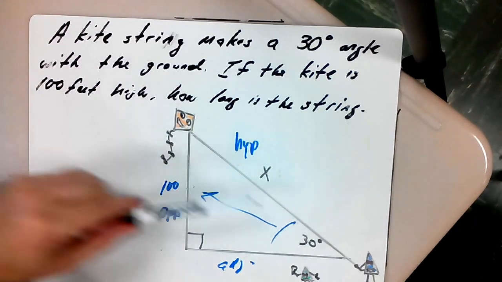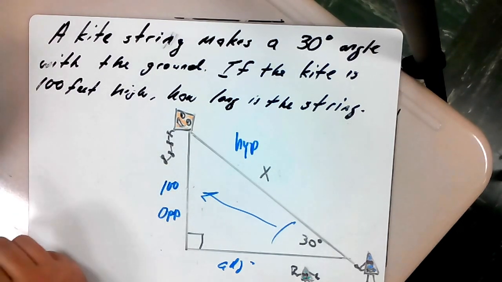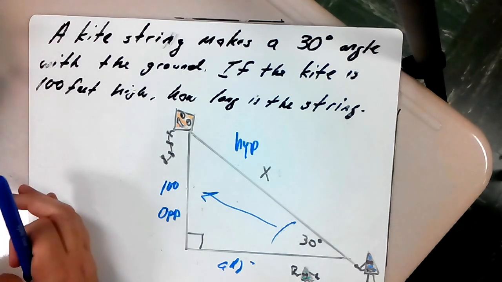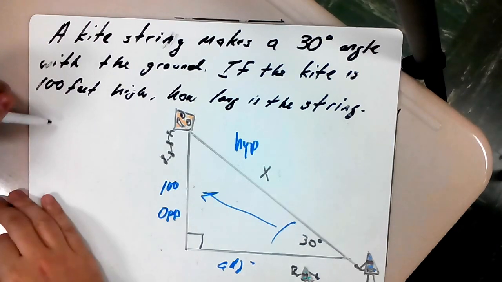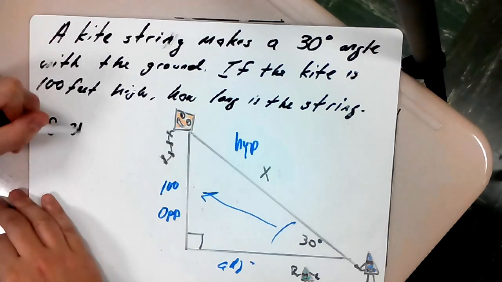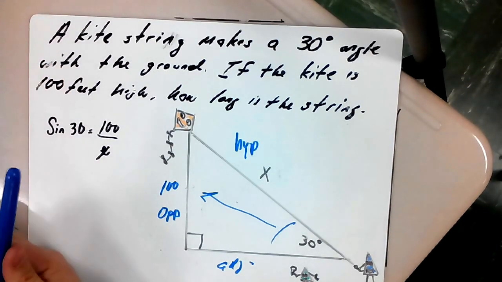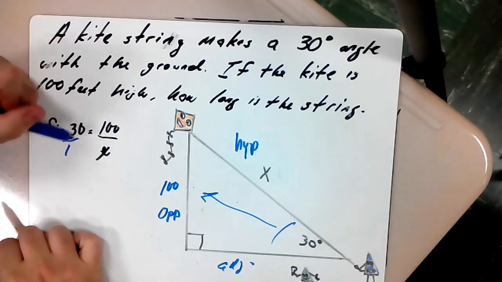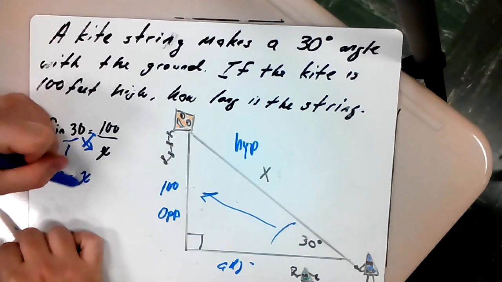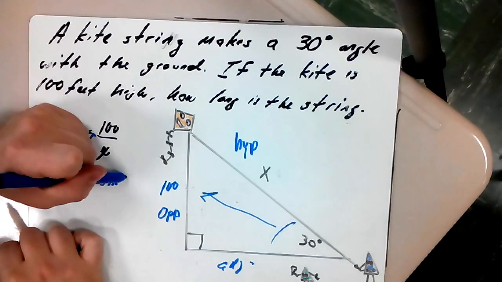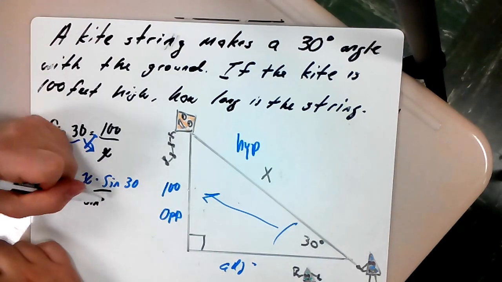Now, the kite string is the hypotenuse, and that's what they want us to find, and they gave us the 100 feet height. So I'm going to use sine 30 degrees equals 100 over x. Then I'm going to cross multiply by placing a 1 underneath. So that's 100 equals x times sine 30. Now I'm going to divide by sine 30.